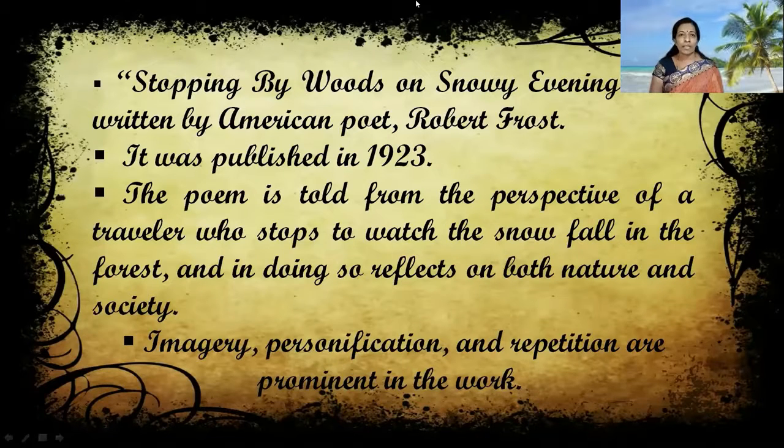1923. In this poem, we find a narrator who is a traveler and who stops to watch the snowfall in the forest. While doing so, he begins to reflect about nature and about society. Then, suddenly, he is woken up from his reverie and he realizes that he needs to continue his journey. In this poem, we find very effective use of various poetic devices such as imagery, personification, repetition, etc.